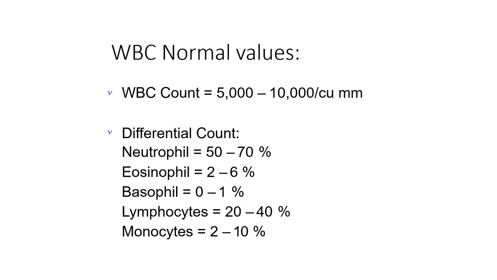Certain things you have to memorize, and this is one of them: the normal counting of the WBC and the differential. The normal WBC count is 5,000 to 10,000, and the differential count: neutrophil, as already mentioned, 50 to 70%, eosinophil 2 to 6%, basophil 0 to 1%, lymphocytes 20 to 40%, and monocytes 2 to 10%. So this is the normal differential. When you count 100 WBCs, this is generally the split-up of each cell in a normal individual.